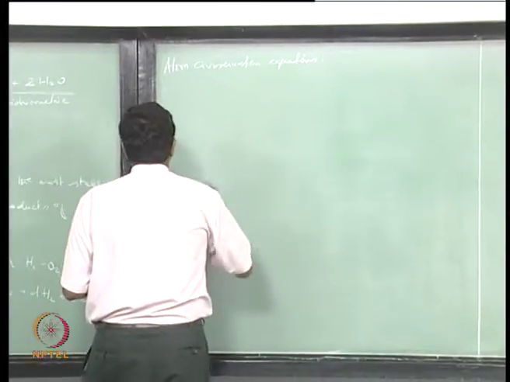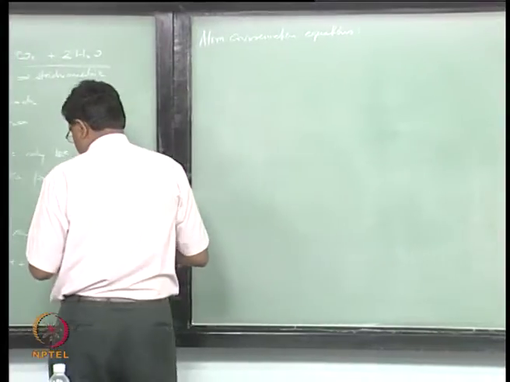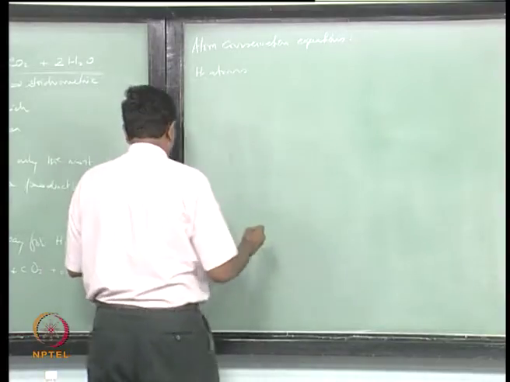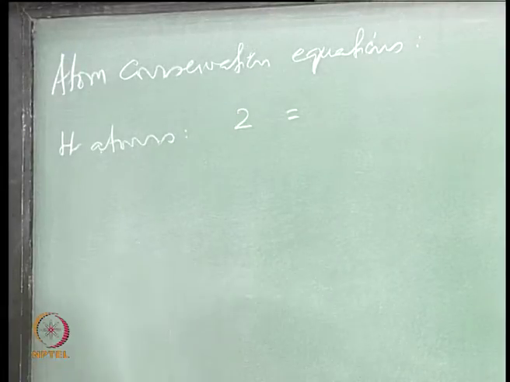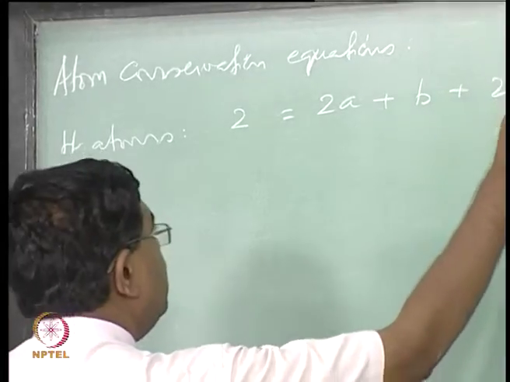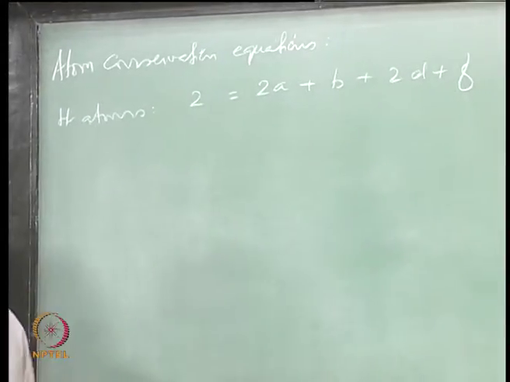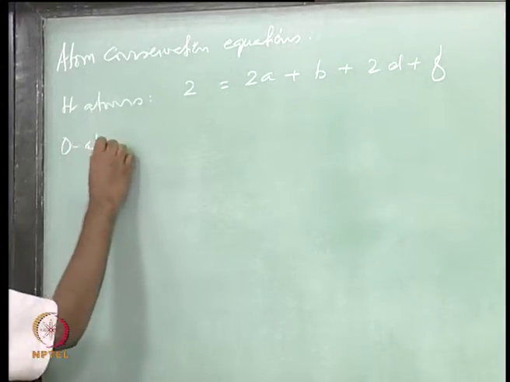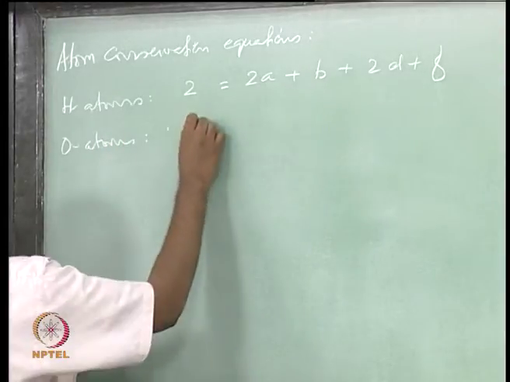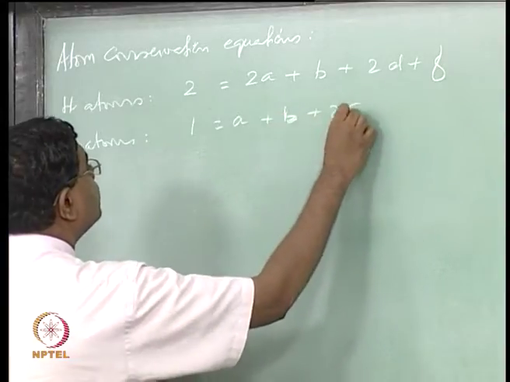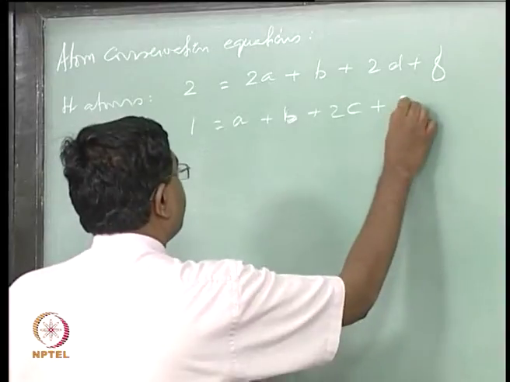Atom conservation equations, which is on the left hand side for H atoms, we can write 2, that's given to us. Okay, so 2 is equal to 2A plus B plus 2D plus F, basically looking at wherever hydrogen shows up. Okay, and for O atoms we have 1 equal to A plus B plus 2C plus E.